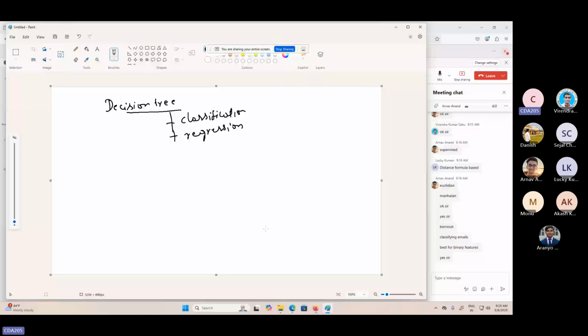What does it mainly do? It splits the data into branches based on their features. So it has a tree-like structure. So what is the basic structure of the decision tree? Can anyone tell? That is the root node. What do you mean by root node? The first node that splits the data set.